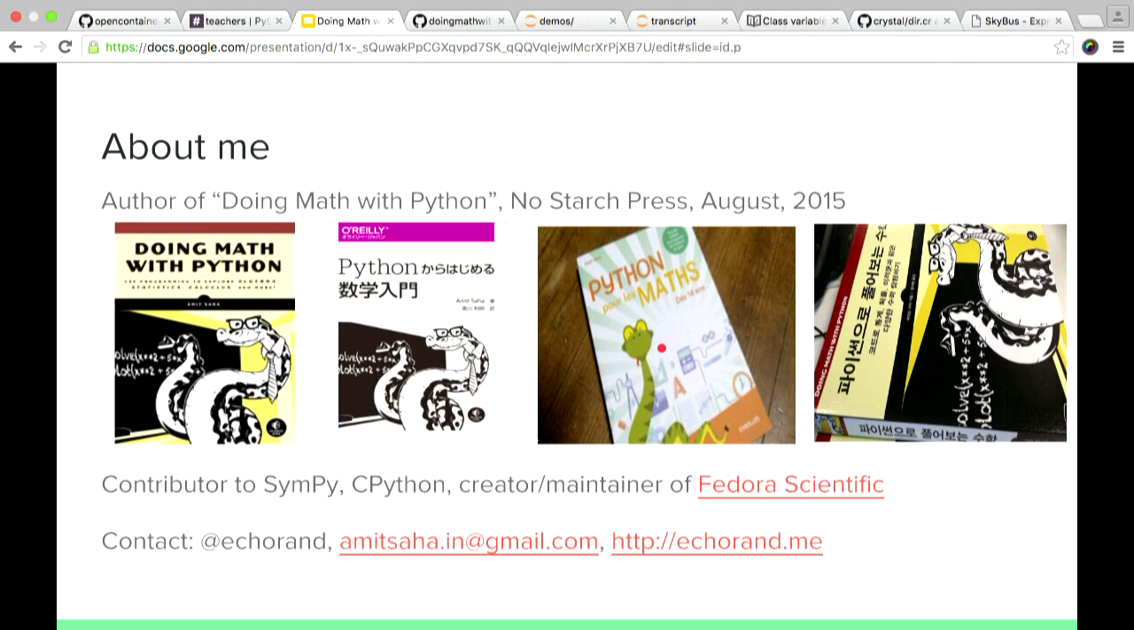I'm the author of the book called Doing Math with Python, which is also the title of the talk. The book and the talk have the same title, which is not a coincidence. This book was published last year in August, I think. So far, it has been translated to a few languages. I don't read any of the others, so I have no idea, but anyway, the covers are nice. That's the Japanese translation, then the French, and the Korean translation.